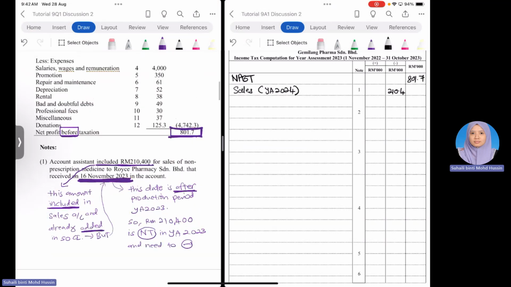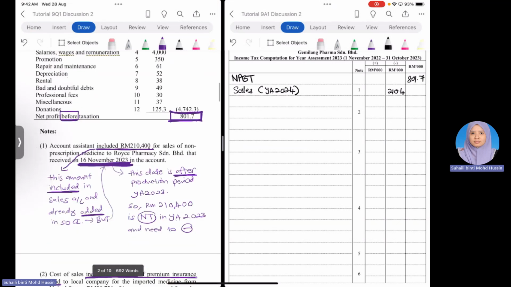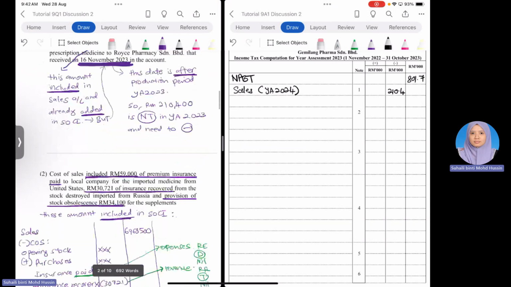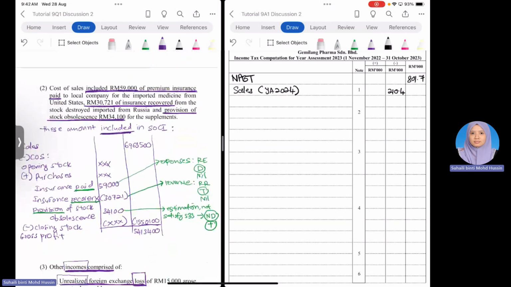We have cost of sale. You already deducted the cost of sale amounting to 1,550,100 ringgit in arriving at net profit before taxation. You already deducted the cost of sale and the result is the net profit before taxation. So we see the detail of what is included in the cost of sale. In the question, it's mentioned that you include 3 items in the cost of sale amount. So how do you get the cost of sale, actually, when you learn the SOCI? You start with sales minus cost of sale.